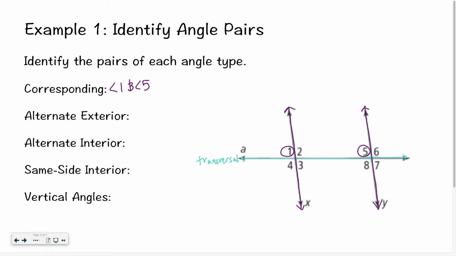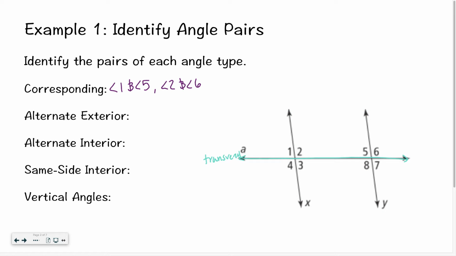angle 1 and angle 5 are considered corresponding angles, or I could say angle 2 and angle 6 are considered corresponding angles. See if you can come up with another example of corresponding angles. Hopefully you came up with either 4 and 8 or 3 and 7.